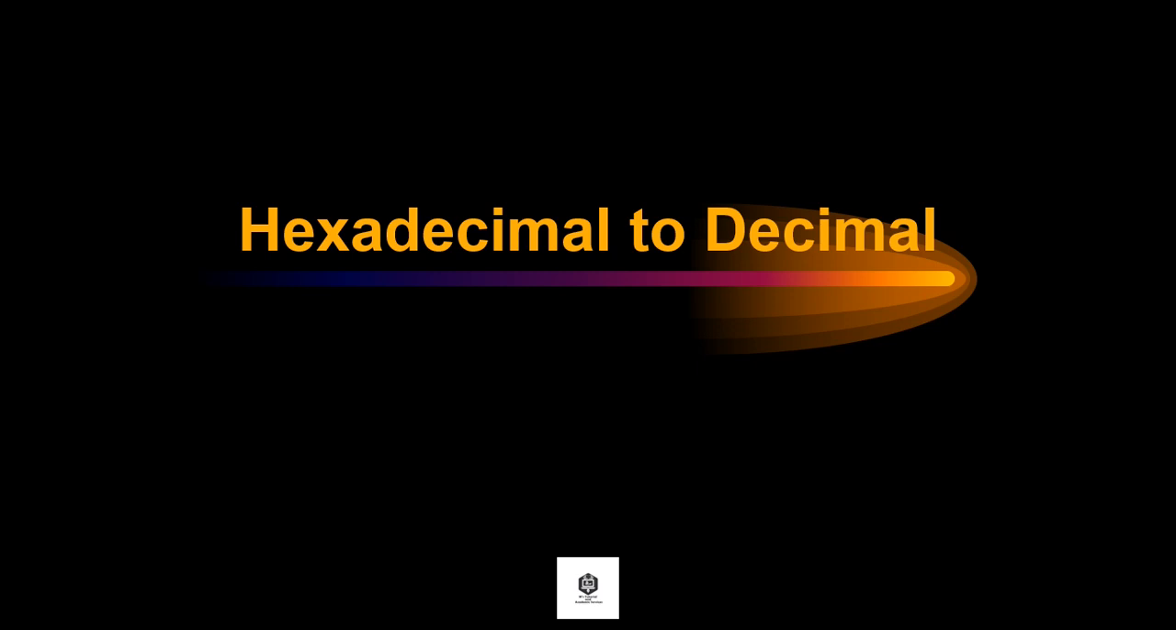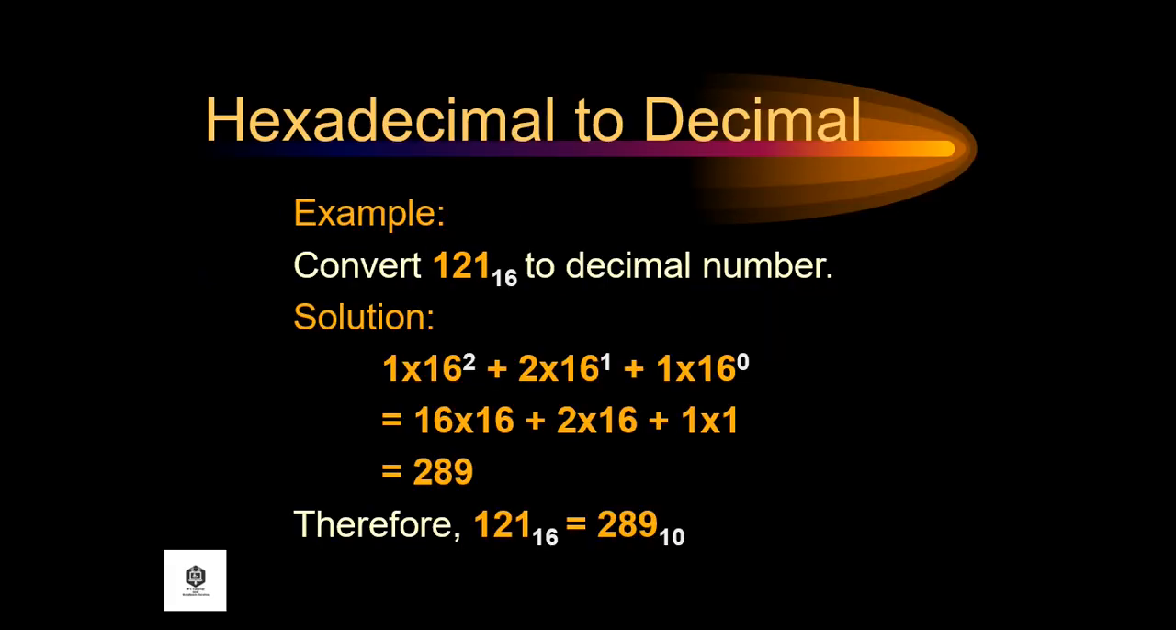How about hexadecimal to decimal? For example, convert the hexadecimal number 121 to a decimal number. And the solution would be 1 times 16 to the second power plus 2 times 16 to the first power plus 1 times 16 to the 0 power.